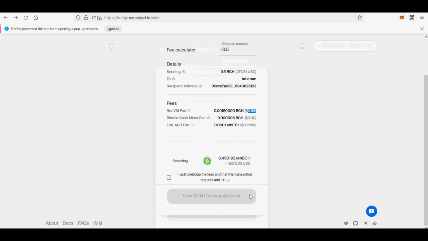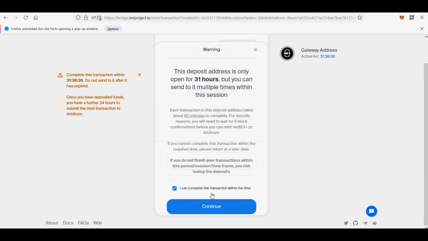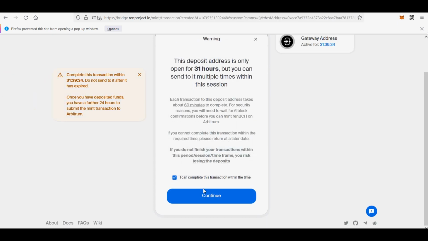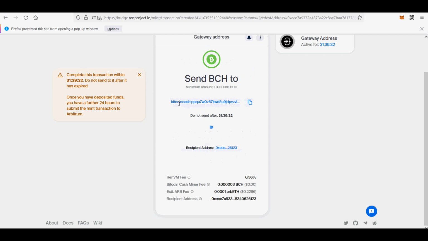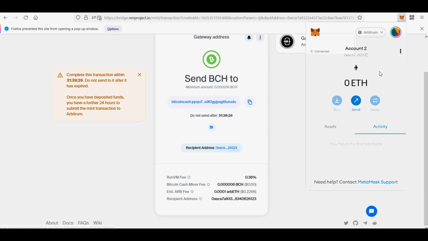You can burn, or release, your renBTC, renZEC, and renBCH at any time for real BTC, BCH, and ZEC. This app is designed to work solely with MetaMask. RenBridge is planning on supporting other wallets in the future. On Ren, you can send BTC, BCH, or ZEC from any wallet.